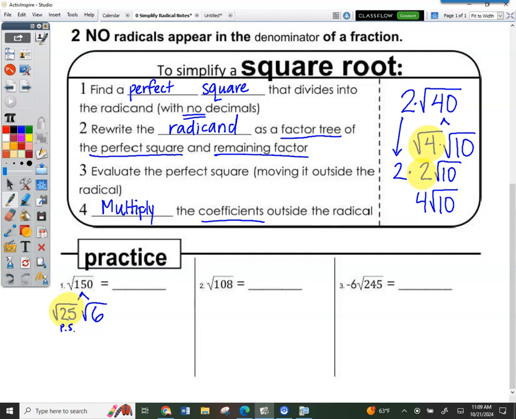What is the square root of 25? 5, because a square that's a 5 by 5 has an area of 25. So this becomes 5. What did it do over there? It stays the same. It just comes down. So what is the square root of 150 in simplified form? It's 5 root 6.